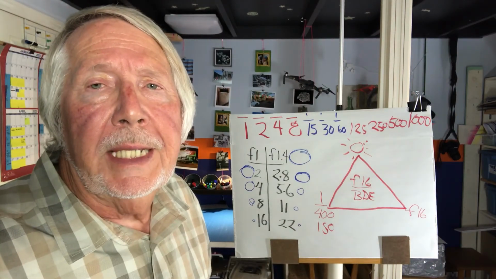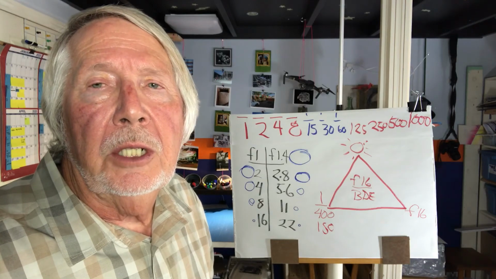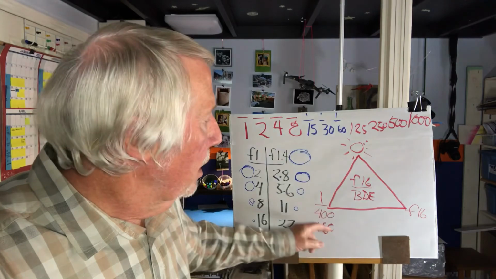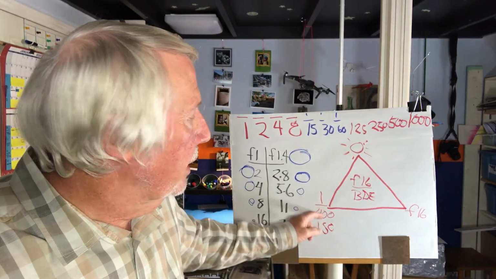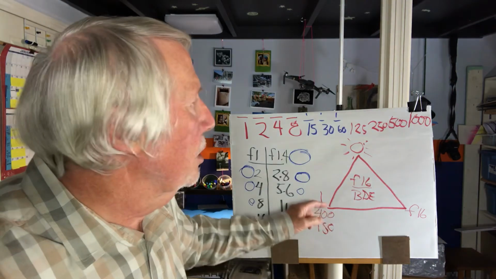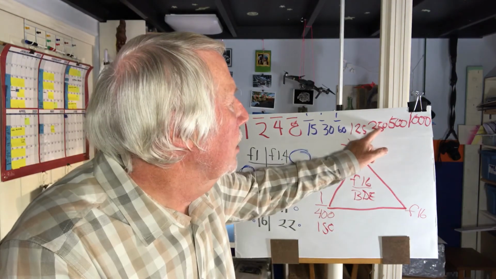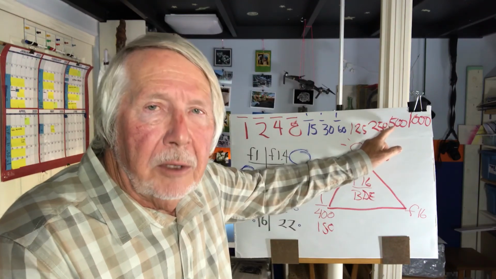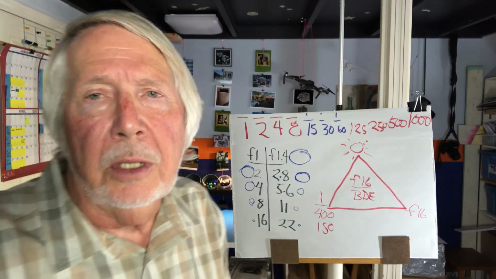So if you're using standard f-numbers and standard shutter speeds, and you're using the rule, and you're coming up with something different than what your options are, then just look and say, okay, I've got 250, I've got 500, I'm going to choose the number closest to it.